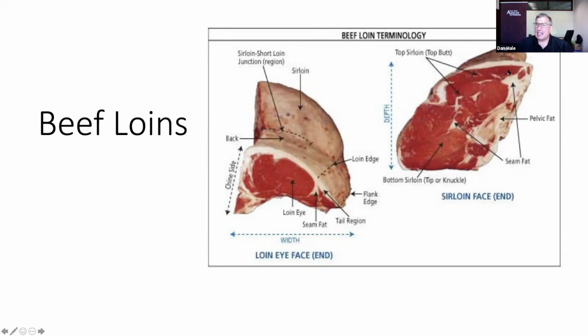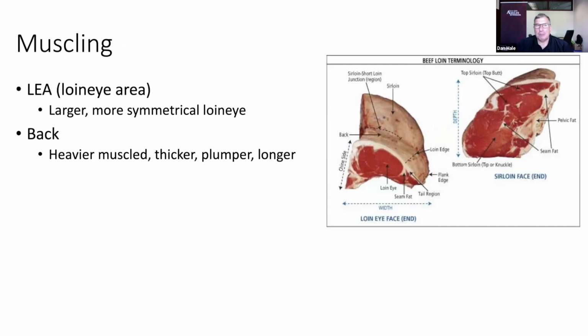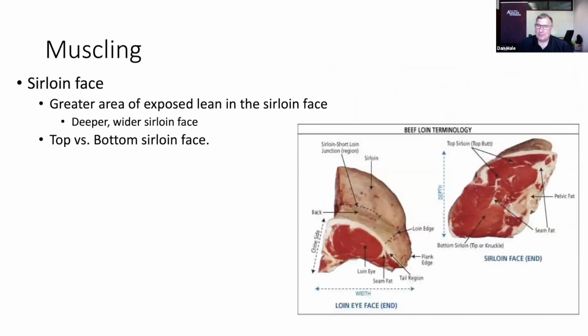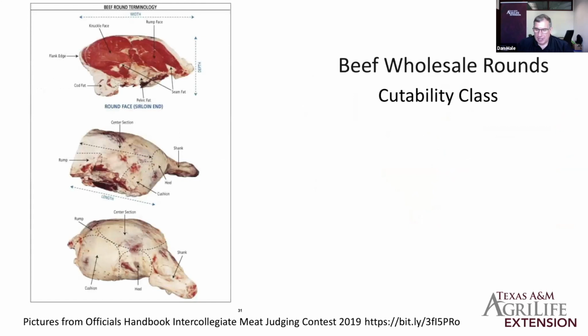We also look at seam fat. That's an important thing. As you take a look here, we have seam fat and then also pelvic fats. Sometimes cod fat is another factor that would be down in this area of the cut. So we have fat, we look at both ends, we look at fat between, we look at fat across the back. Muscling, loin eye, the shape of the back, as well as the prominence of the sirloin, as well as the depth and meatiness of the sirloin face. Those are all factors.